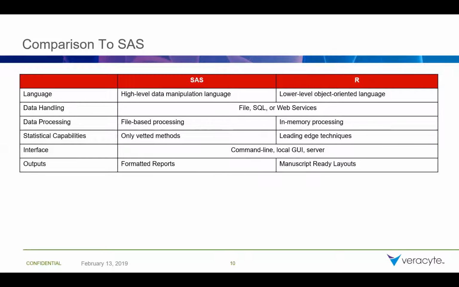Now, one of the big things to keep in mind between SAS and R is in terms of the data processing capabilities. SAS is a file-based processing tool, meaning it reads a record from a file, processes that record, and puts that record out to the new file. Whereas R is an in-memory processing engine. Now, you get some speed benefits, but it also means you have to have a lot of memory to load very large files. And that's why you might see R used in combination with something like Python, which is more of a file-based processing language.